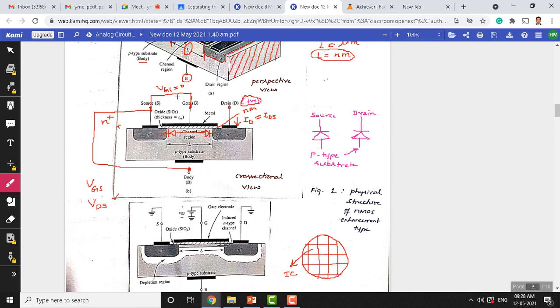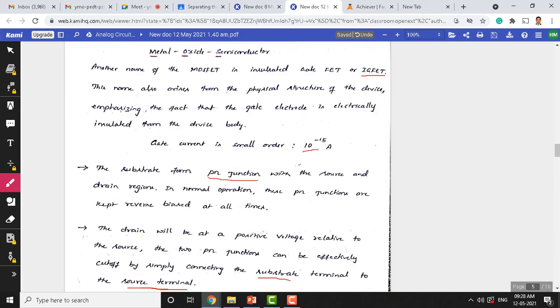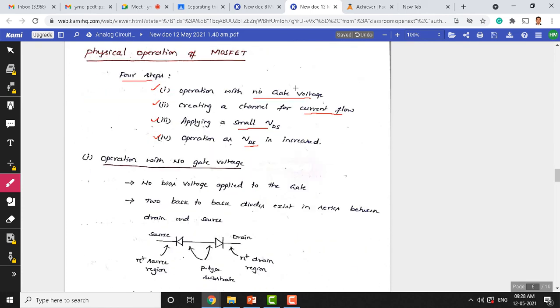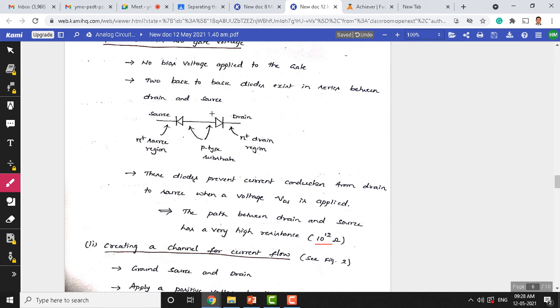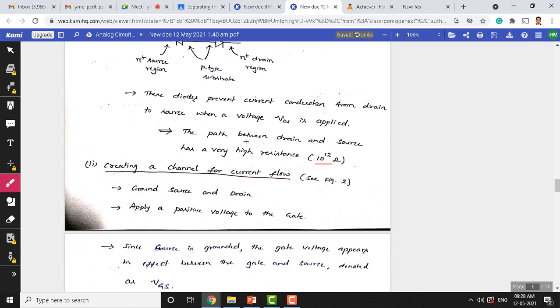It's very important: when we make VGS 0, though we apply VDS, the device remains in the off state. The meaning of that is the drain current, or drain to source current, is going to be 0 for VGS equal to 0. The first step, operation with no gate voltage, I hope is clear to all of you. Since the drain to source path has very high resistance, this makes the drain current 0.